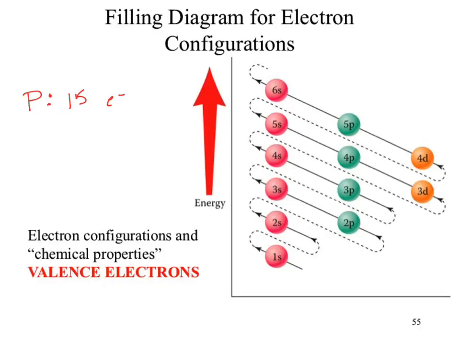Right? So we could go through 1s2, 2s2, 2p6, 3s2, 3p3. Right? In that filling, what we did, we started at pretty much hydrogen and slowly added electrons until we achieved phosphorus's electrons.